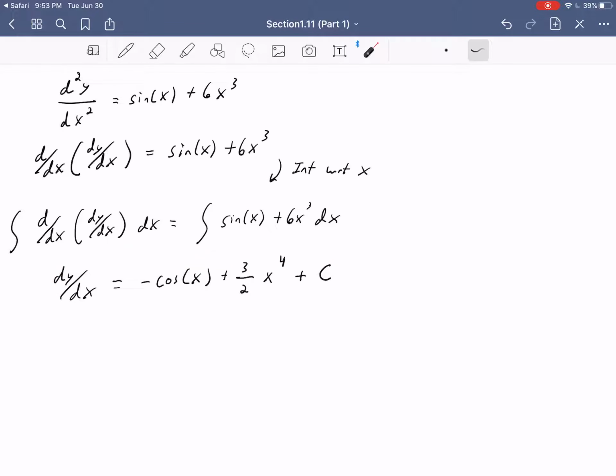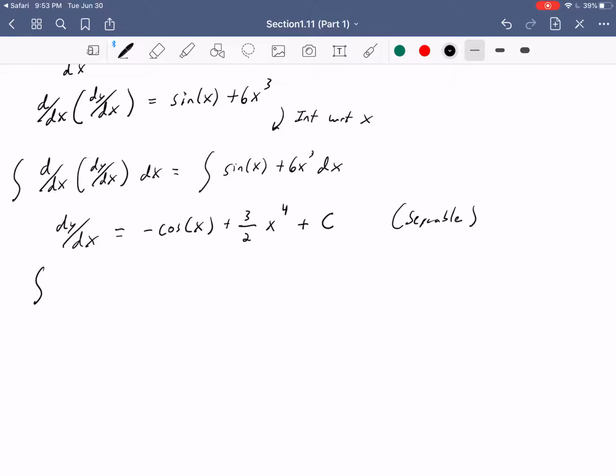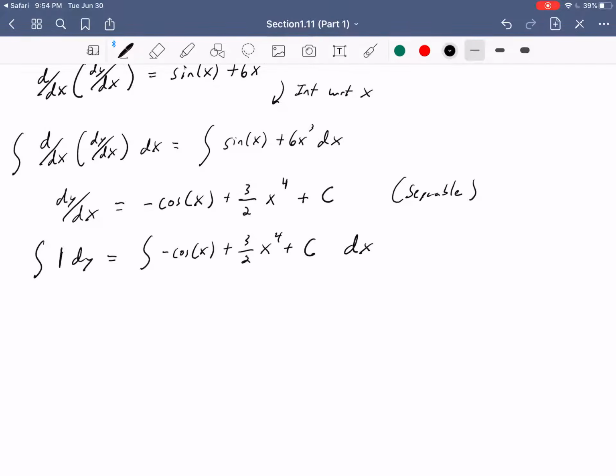Okay, but now what do we notice about this? Well, this is a first-order differential equation, and we can go ahead and solve this as well. I guess we could view this as a separable differential equation, right? The x is over here, and there is no y, so we could just think about it as a y. So we can note that this is now what we call separable. So we could integrate 1 dy, we could integrate negative cosine x plus 3 halves x to the fourth plus c. Got to integrate that constant as well, dx.